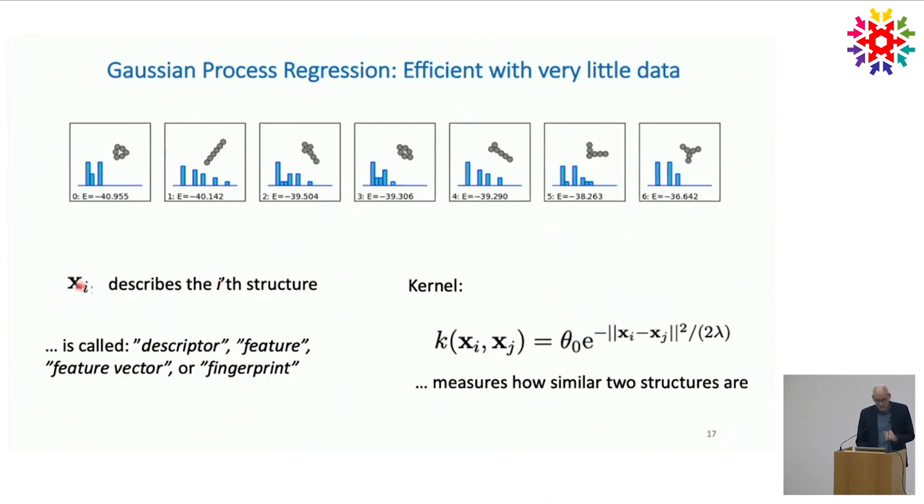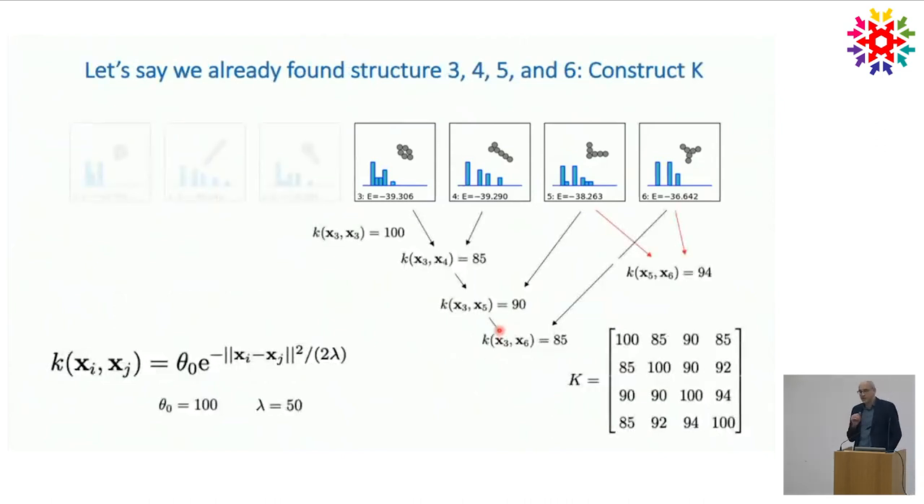So X, that was the descriptor, that's the blue histogram, and then we had this kernel, and we can start evaluating the kernel elements. Let's now assume that we are doing a search, and we have found the four highest energy structures, and we still lack the three low energy structures. We know their descriptors, we know their energy, and from the descriptors we can evaluate all these kernel elements. So for instance, the first one here, if you ask what is the similarity of X3 to X3, then as I just said, the exponential here becomes zero, and it's just the theta naught. And if you choose that to be 100, then it's easy to interpret, because then it's 100% similar to itself.